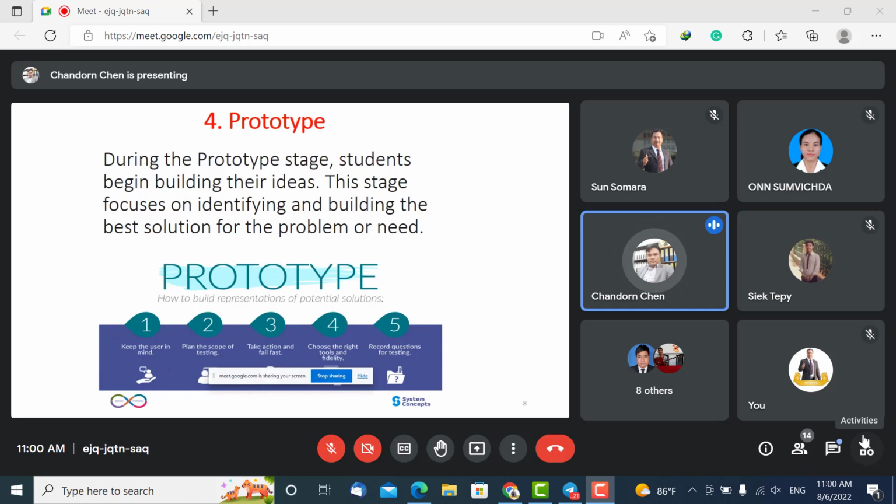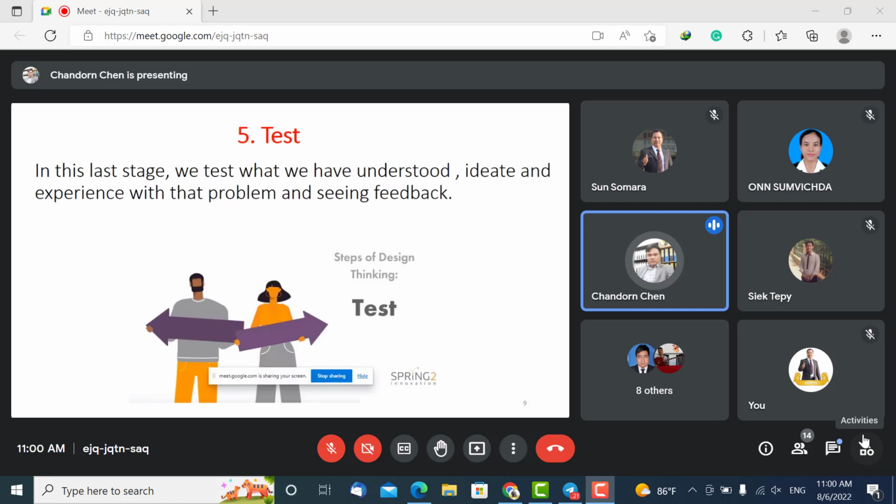A prototype means we try to collect all the problems and the solutions to solve the problem, and then we start before doing the test of the lab finals. Okay, after you prototype it, we go to test it. In this stage, we test what we understood and ideated and experienced with that problem, and then see the feedback.